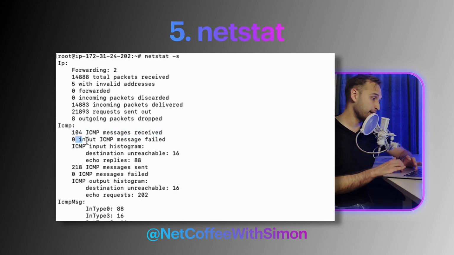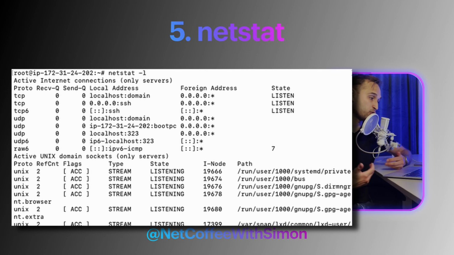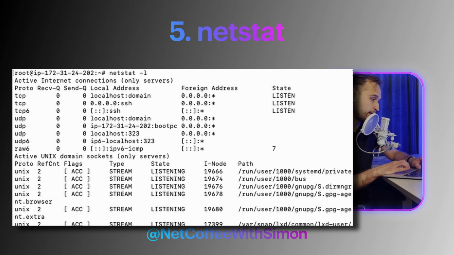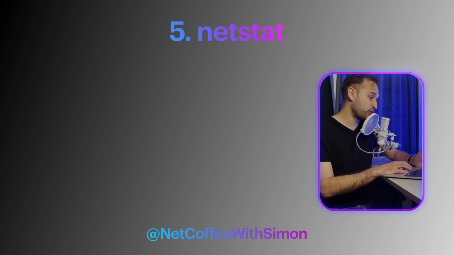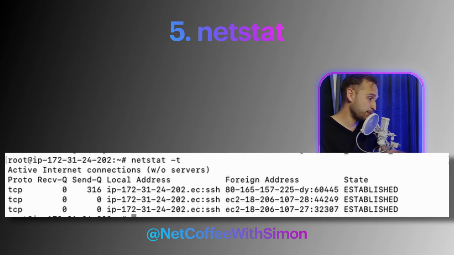Moving on, we have netstat -l, which is used to display all the listening sockets on our system. This includes both TCP and UDP sockets that are in the listening state, meaning that they are waiting for incoming connections or datagrams. This is also how the output might look. We can also run with -t, which stands for TCP, that shows only TCP connections.